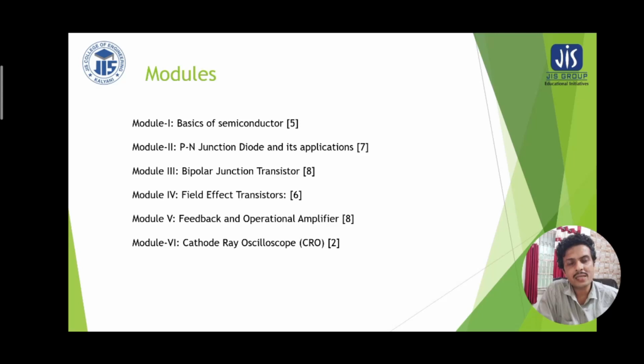Module 3 has 8 contact hours on bipolar junction transistor. Module 4 has field effect transistor to be described within 6 contact hours. 8 contact hours are assigned to module 5 where feedback and operational amplifier will be discussed, and the 2 contact hours assigned to module 6 where the cathode ray oscilloscope will be discussed.